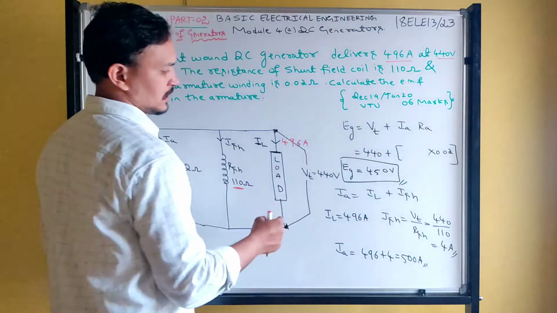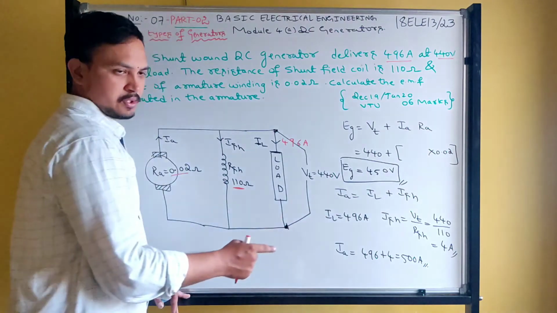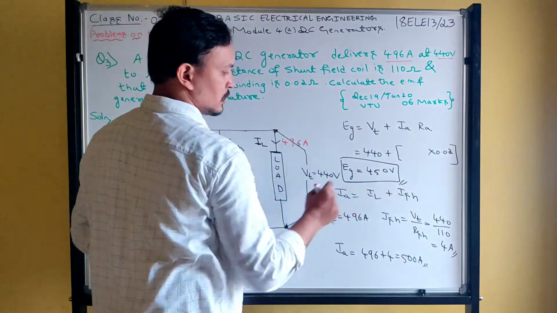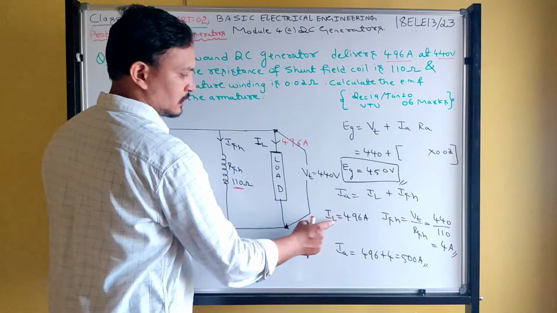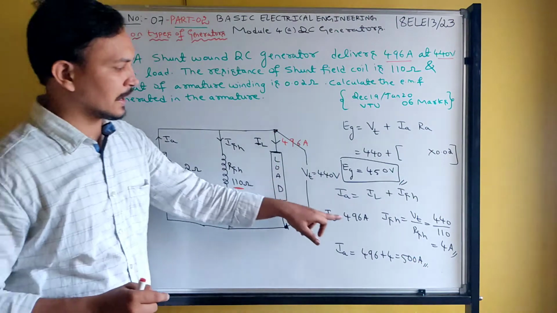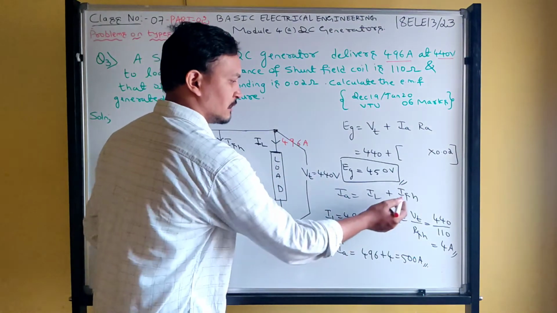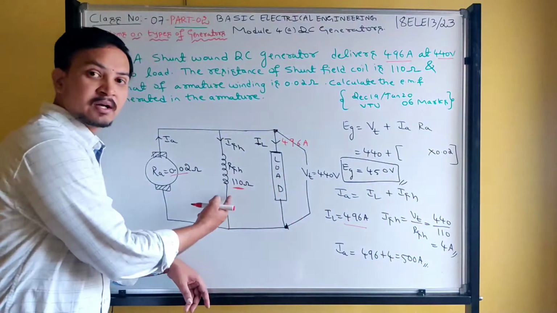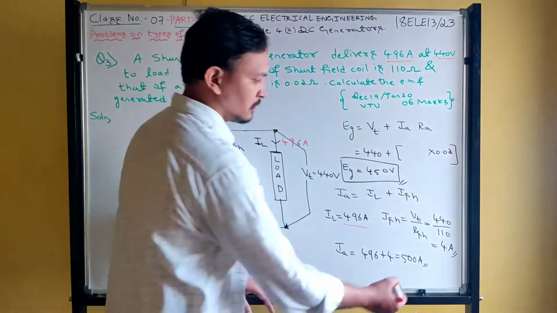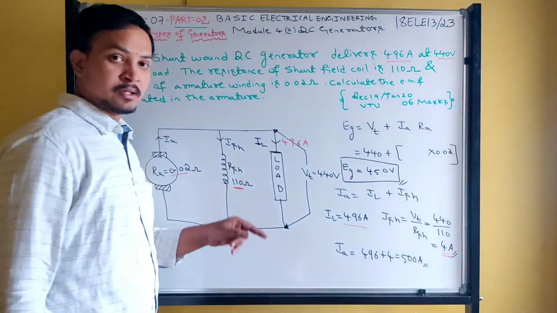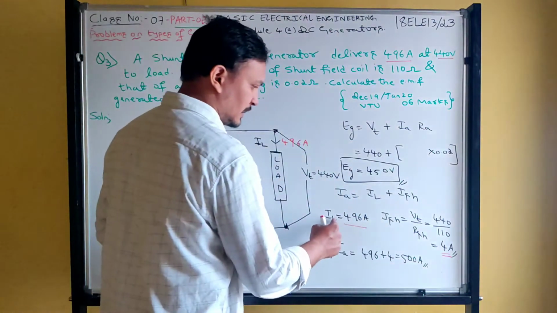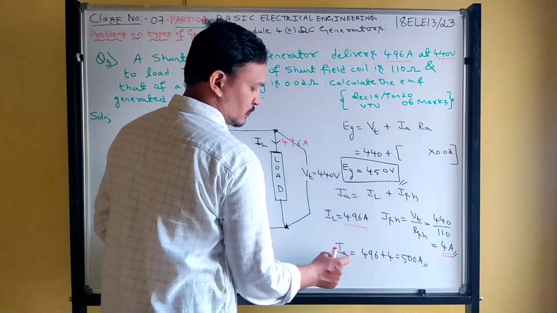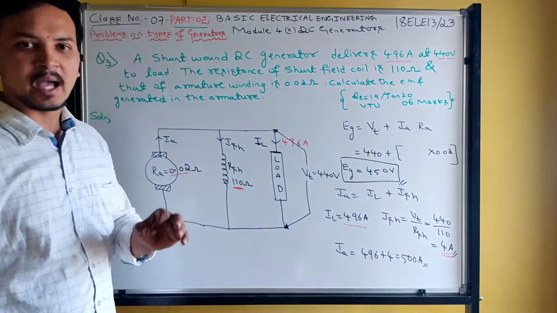So how to find armature current? Ia is equal to IL plus ISH. Addition of these two gives armature current. Load current is already given in the question itself: 496 ampere. And shunt field current is Vt by RSH. What is Vt? 440 volts. What is shunt field resistance? 110 ohms. By dividing that, we get 4 ampere current. That is the shunt field current. Now substitute IL and ISH in the Ia equation. IL is 496, ISH is 4. So we got armature current 500 ampere.